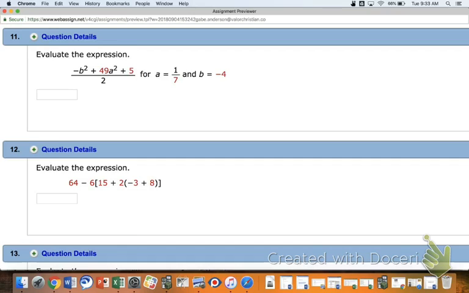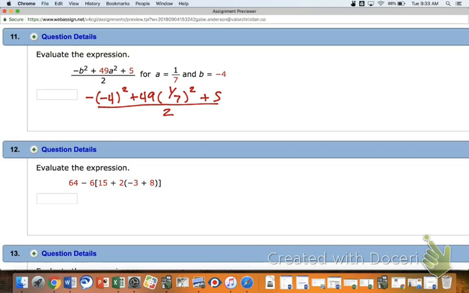Okay, so we're supposed to evaluate, and we can see that we've got B's and A's, so I'm going to put blank parentheses wherever I see those variables. So it's going to be negative, or opposite of, blank parentheses squared plus 49, blank parentheses squared plus 5, all over 2. And the A is 1/7, so that's going to drop in right there. And the B is negative 4, so it's going to drop in right there.